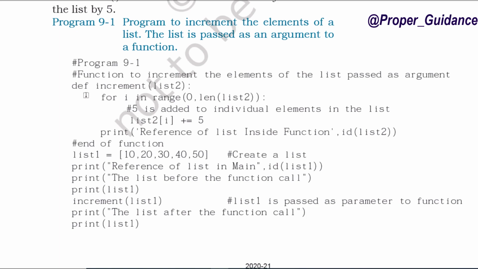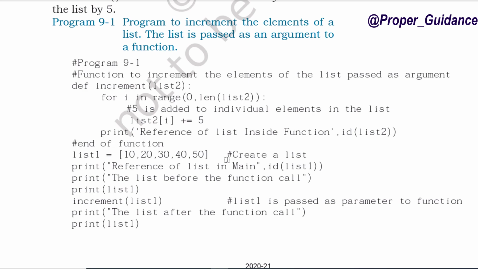First of all, def increment(list2). For i in range(0, len(list2)), 5 is added to individual elements in the list, that is list2[i] += 5. 5 is added. Print reference of list inside function, that is id(list2). End of function. list1 = [10, 20, 30, 40, 50], create a list. These are the comment lines.